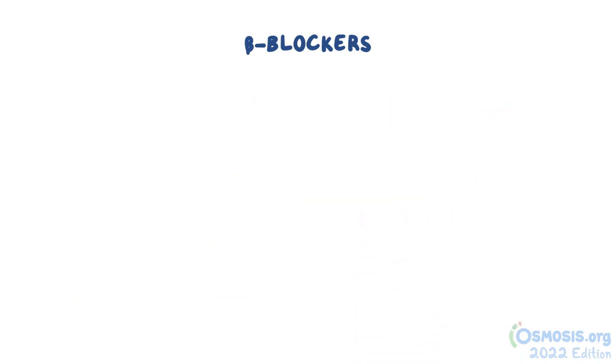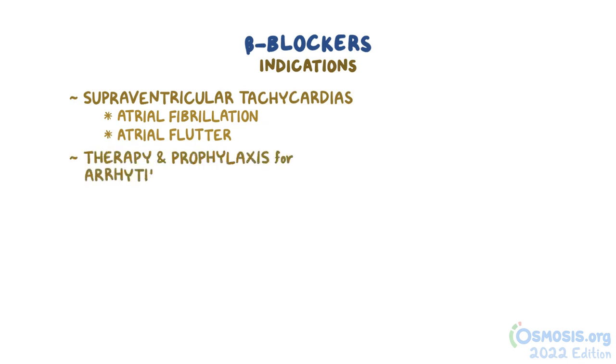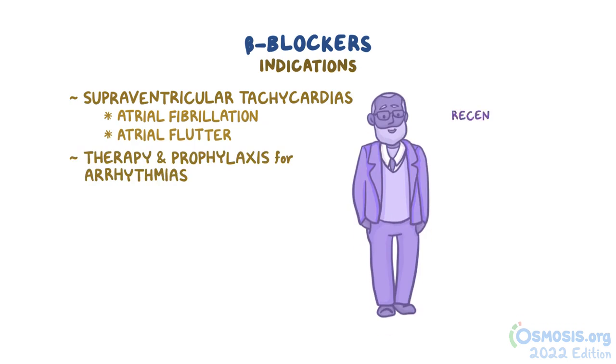Now, Class 2 antiarrhythmics are used in the treatment of supraventricular tachycardias, such as atrial fibrillation and atrial flutter. Interestingly enough, they are also used as a part of therapy and prophylaxis for arrhythmias in individuals who experienced a recent myocardial infarction.